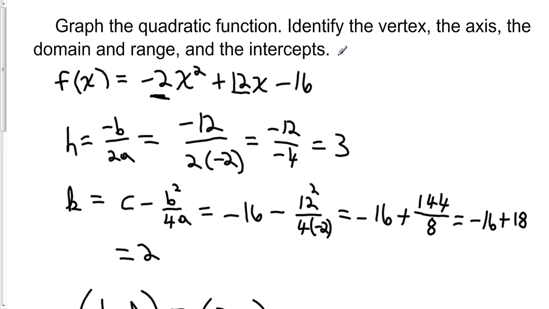Another thing we were asked for were the intercepts. The y-intercept is what you get when you plug 0 in for x. So if you plug in 0 for x, the f of 0, if you plug 0 in here, this would be 0. If you plug 0 in for x here, this would be 0. And we get the f of 0 to be -16. So the y-intercept is the point (0, -16).